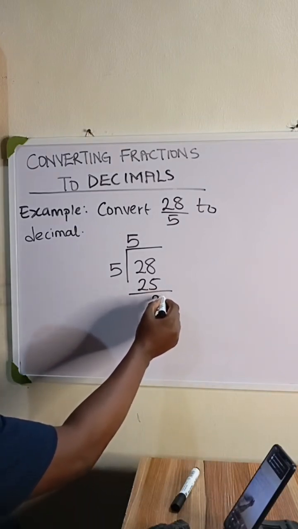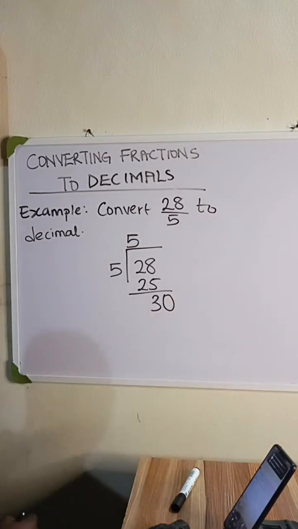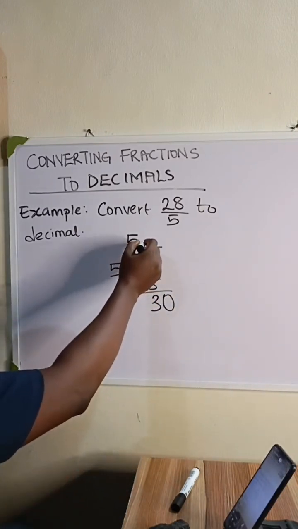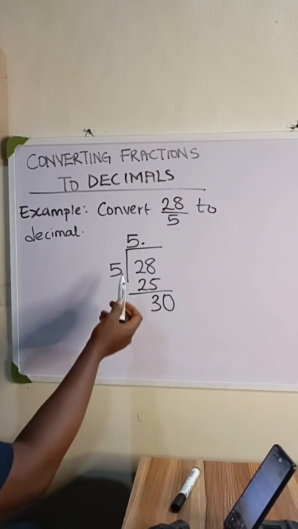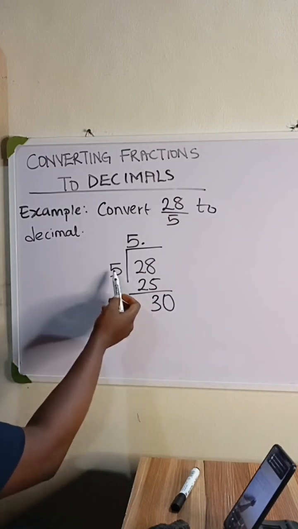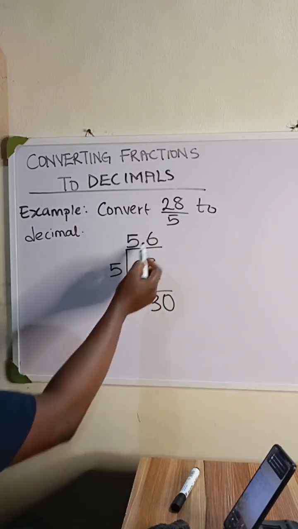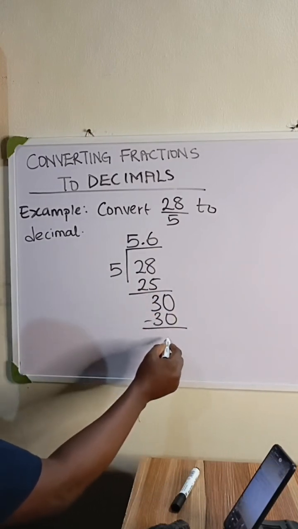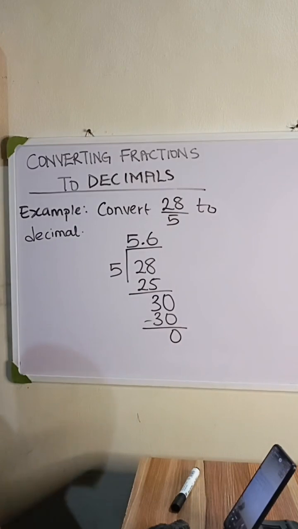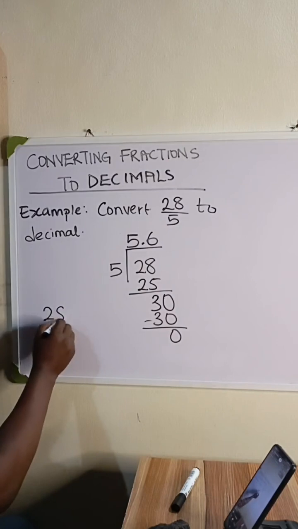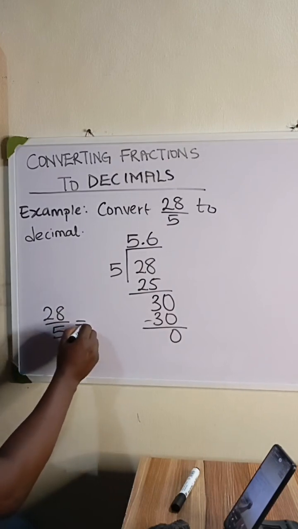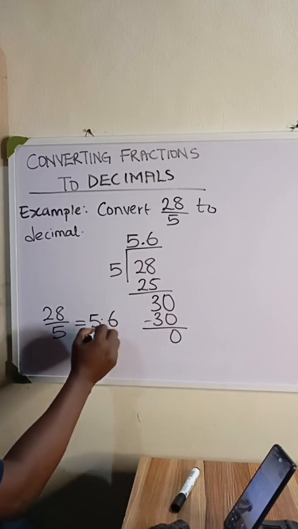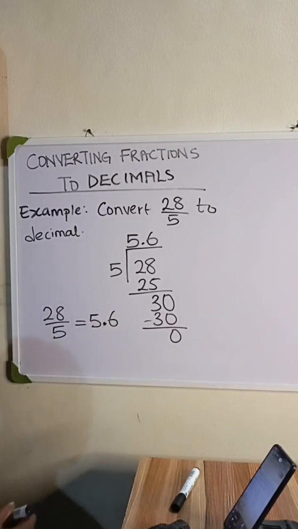Sorry, we have to introduce 0 here and put a decimal here. So 30 divided by 5 gives us 6. 6 times 5 gives us 30. So 30 minus 30 gives us 0. Okay. So that means 28 all over 5 is equal to 5.6. That becomes the answer, 5.6.